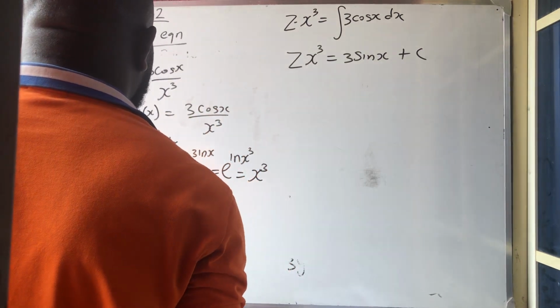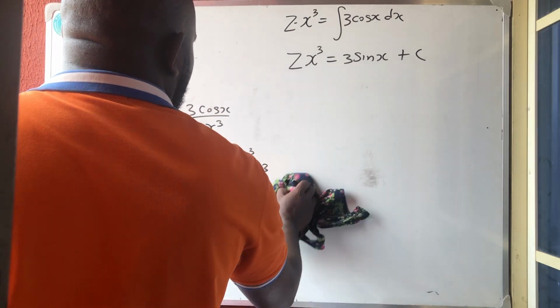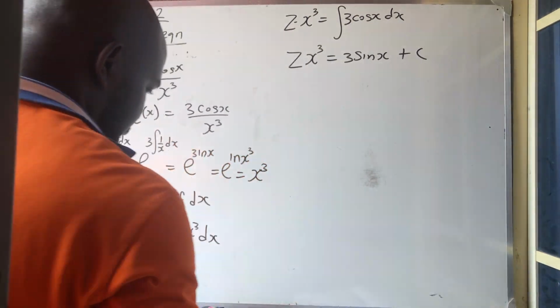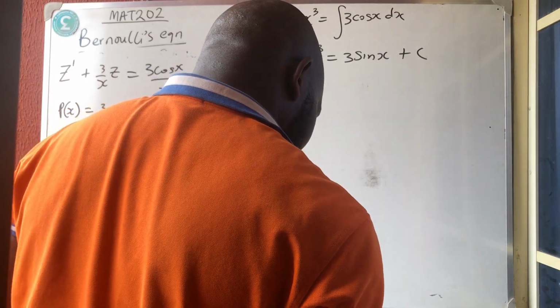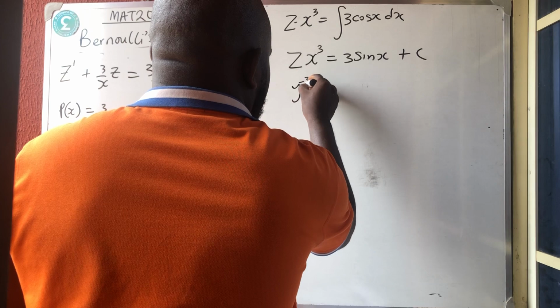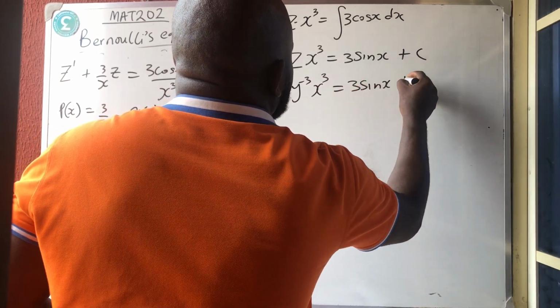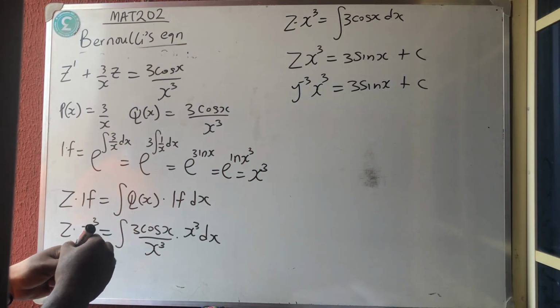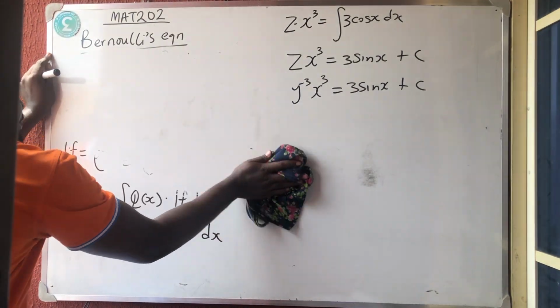So what is my z? You substitute what your z is, and then that is the final answer. Oh, my z is y raised to power minus 3. So I'm having y raised to power minus 3 x raised to power 3 is equal to 3 sine x plus a constant. So that is that. So let's solve more questions.